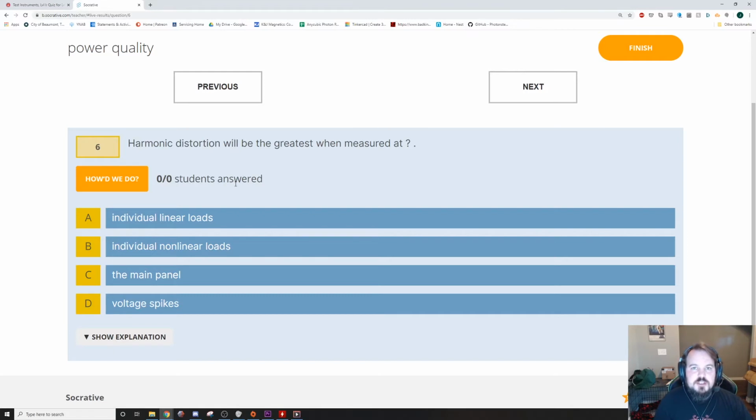The next question is, harmonic distortion will be the greatest when measured at, and this is the individual nonlinear loads. You can find this where one of those previous questions was, page 184, harmonic measurement procedures, and it reads word for word what the question is. It's in the first paragraph of that section.